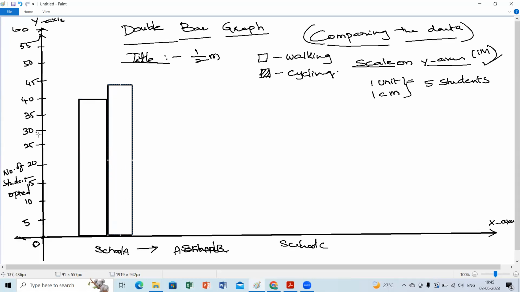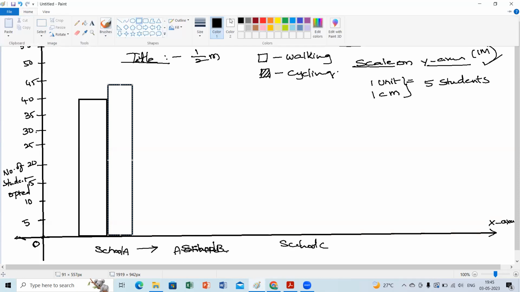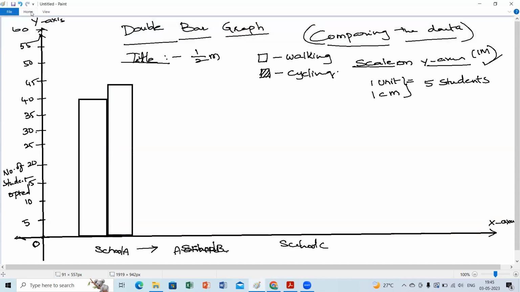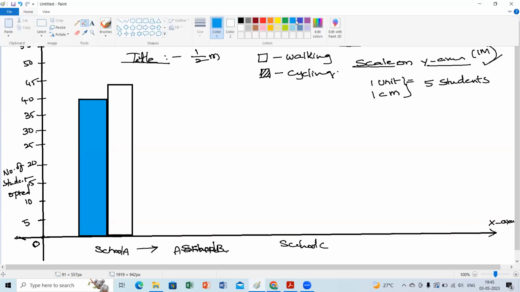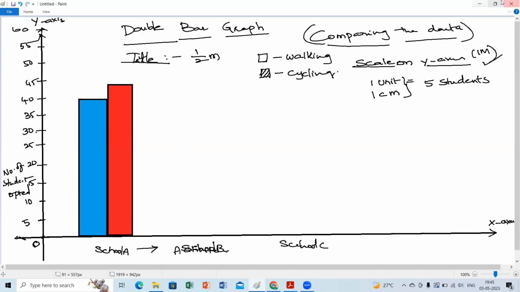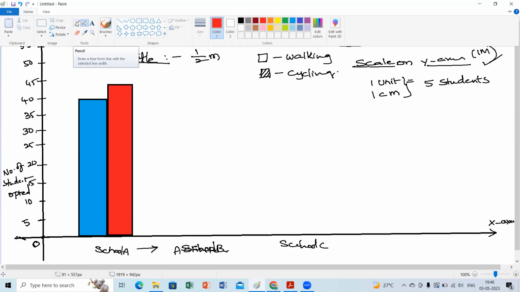Because we know that till 40 you just extend, but the variation you need to mention, children, using colors. You can take two different colors. That's one way. I'm taking one color for walking and another color for cycling. Ma'am, red, ma'am. Red. Okay, cycling we are taking as red. Your wish, children, you can take your own way. That's one point. School A is done.